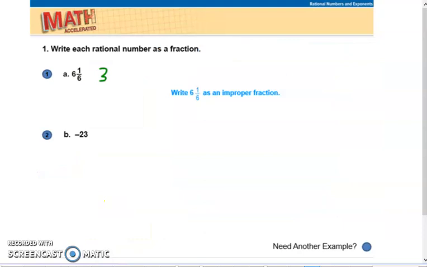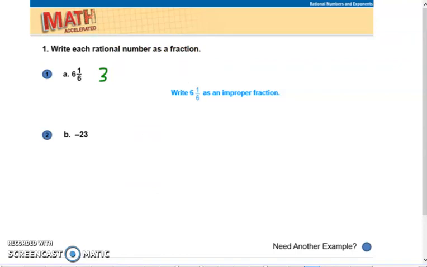Okay, so let's look at this, and I hope that you recognize that this right here is a mixed number, and they want this as a fraction. So when you have this in your assignment, it says write each rational number as a fraction. They want it to be written as a fraction, not a mixed number.